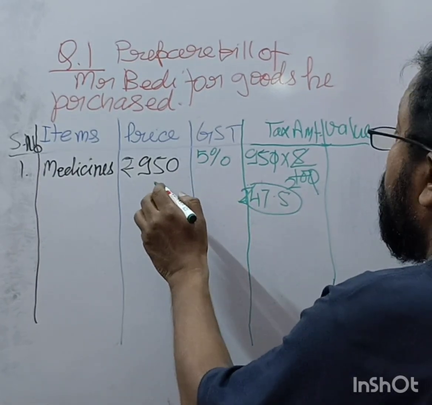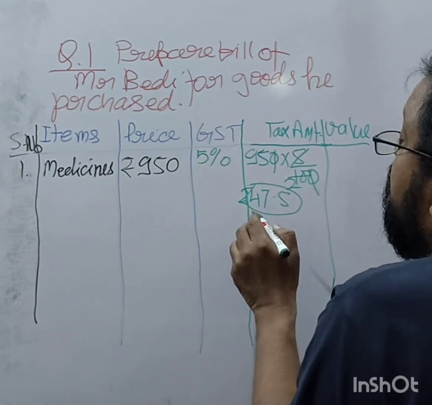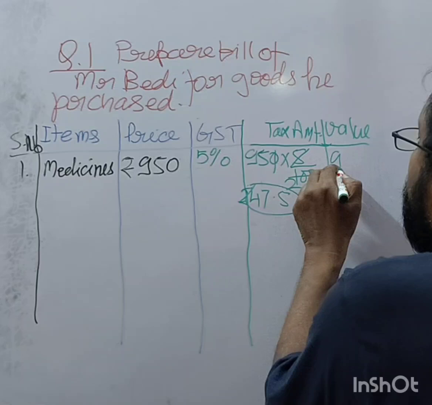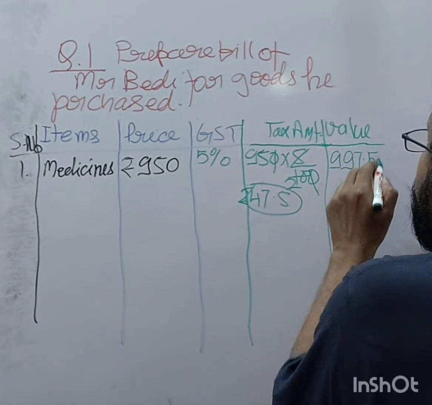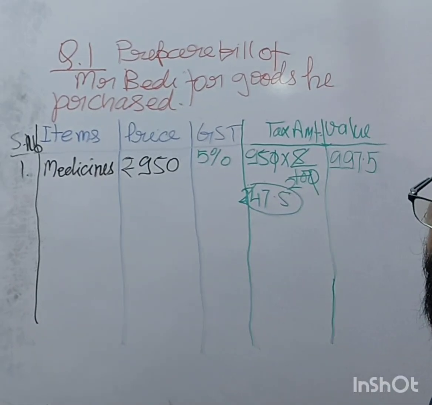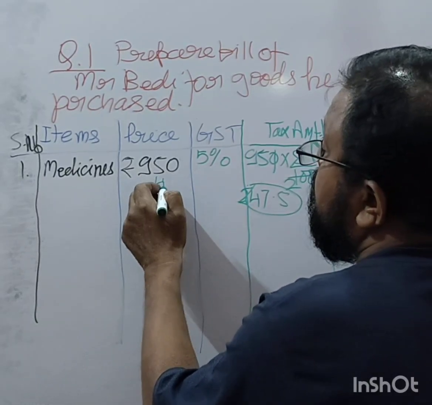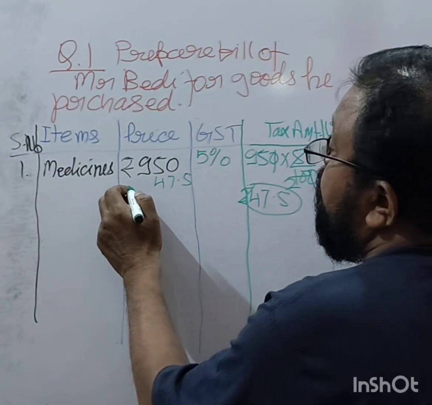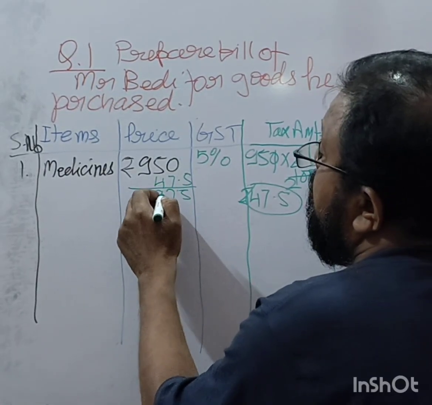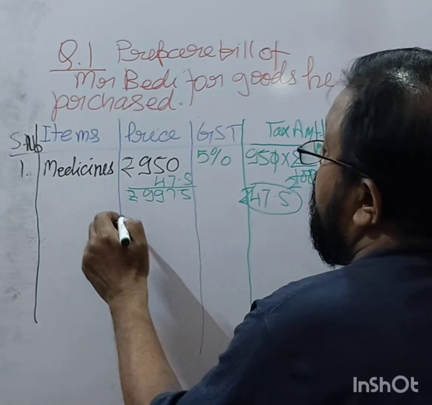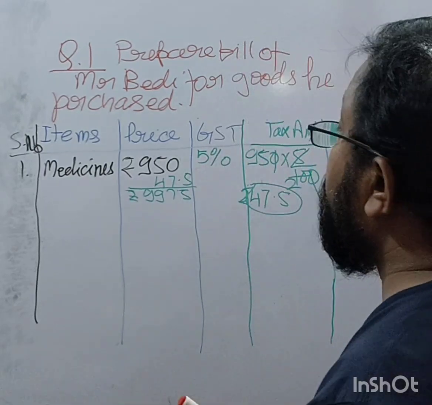So when we add this, how much is it? 47.5 plus 950 is 997.5. This is the amount paid. So this much he paid.